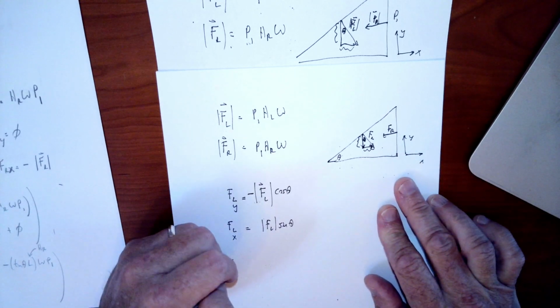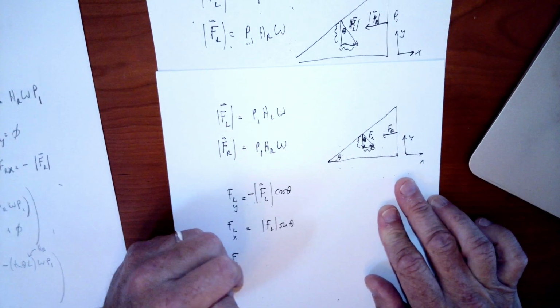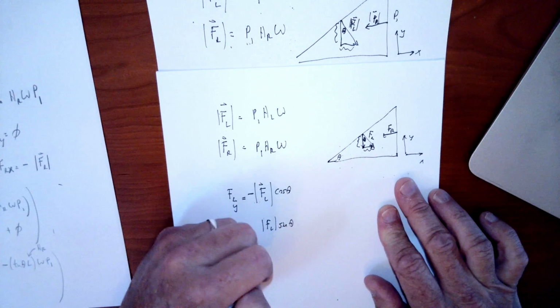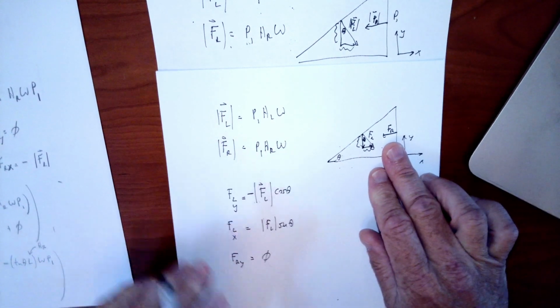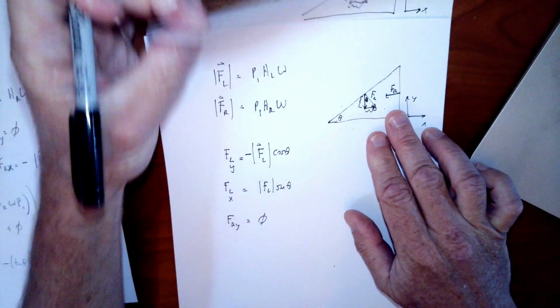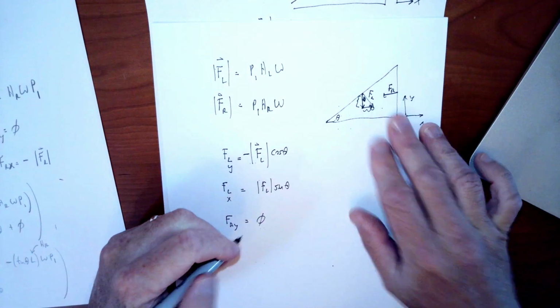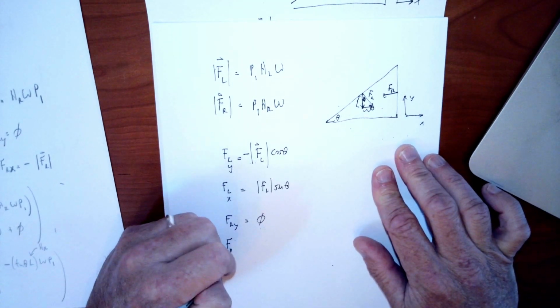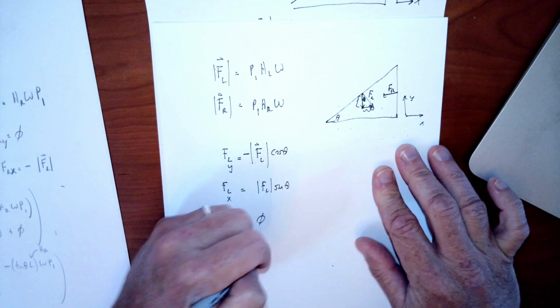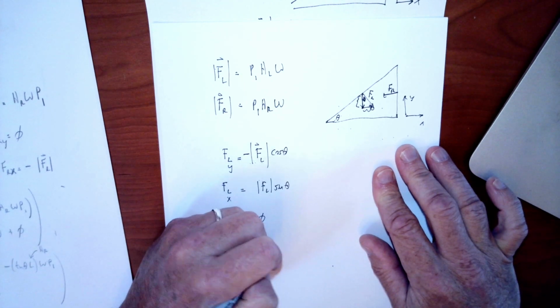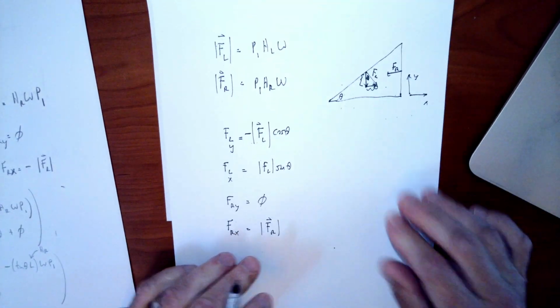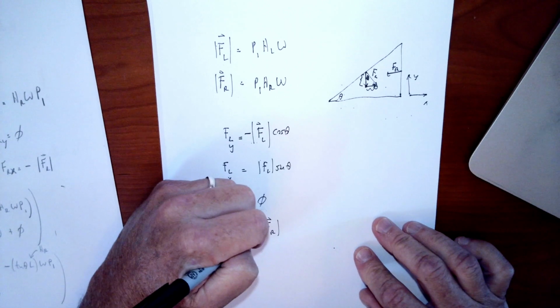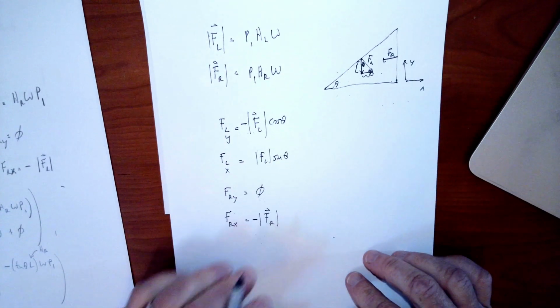On the right side, F right Y is equal to 0. There is no component of the right-hand force that goes in the Y direction. But F right X is equal to the magnitude of F right. So the total force on the right side is pointing in the negative X direction, so I put a minus sign there.